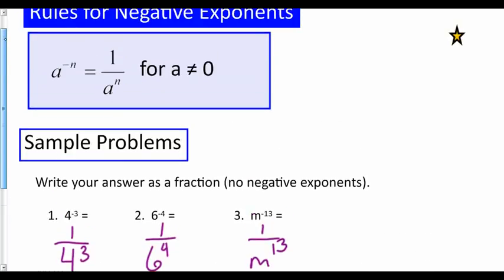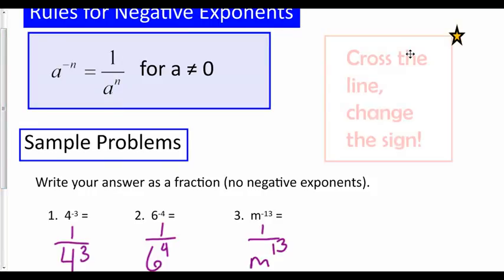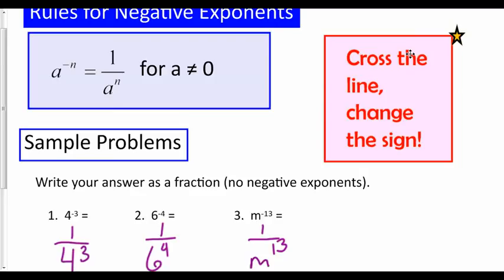And there's a good phrase to remember to help you with this, and that is cross the line, change the sign. So if I cross the line of the fraction bar here, so if I had y to the negative 2nd or something like that, right? So if I cross this fraction bar line, instead of y to the negative 2nd being in the numerator, if I put that in the denominator, I have to change the sign of the exponent.